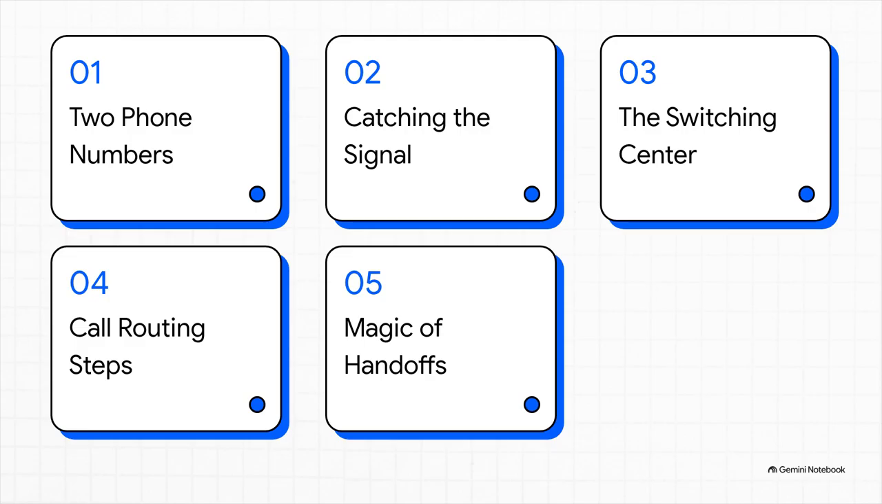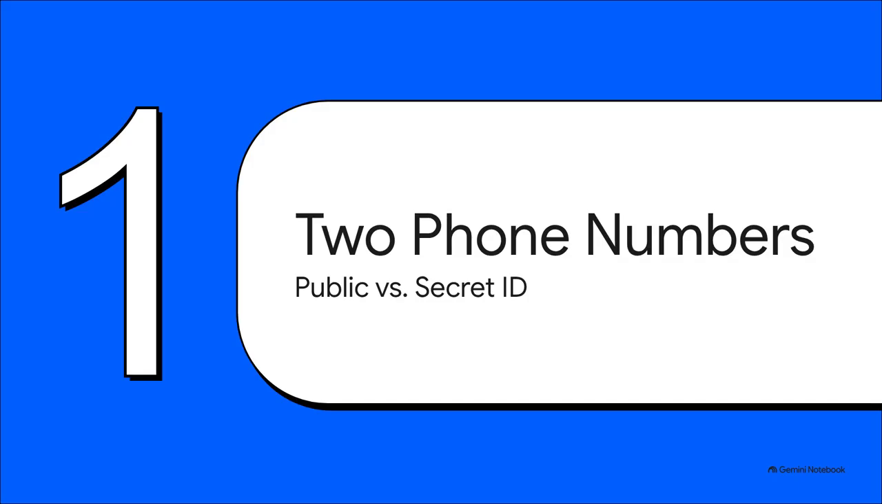Here is our roadmap for the explainer. We'll start by looking at the two different phone numbers your device actually uses, then move into how you catch a cell signal, peek inside the switching center, break down the step-by-step call routing, and finally, look at the absolute magic of handoffs. All right, Section 1.